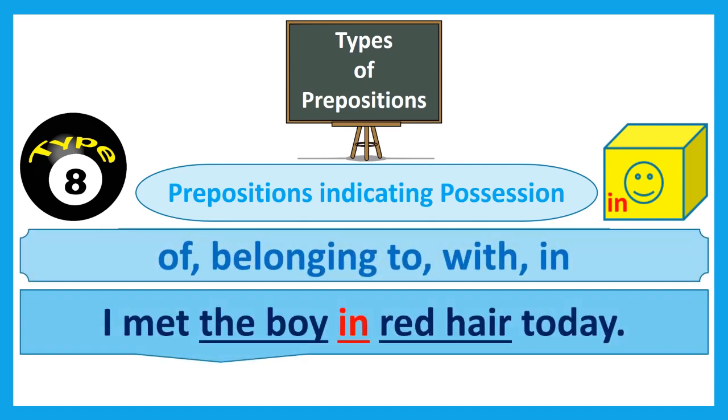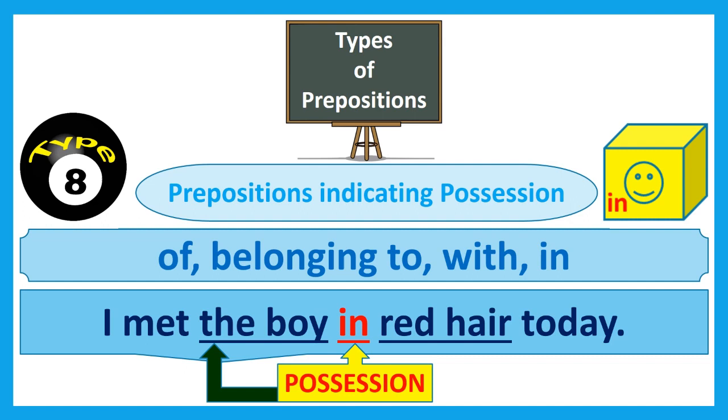Consider the following sentence. I met the boy in red hair today. In this sentence, the preposition "in" denotes the possessor, the boy, of the attribute red hair.